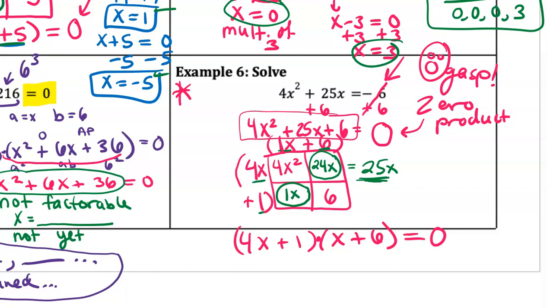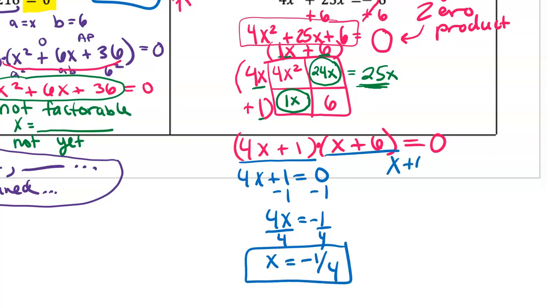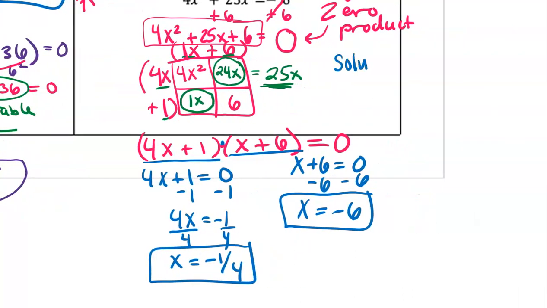But it makes it so much easier for me to find solutions to this, because now I know that either 4x plus 1 must be 0, which would then give me one answer of -1/4. I also know that x plus 6 would have to be 0, which then gives me my second answer of -6. So I was able to get my two answers fairly quickly and easily after I did this process of factoring. Okay, so then again, the solutions to this equation are -1/4 and -6.